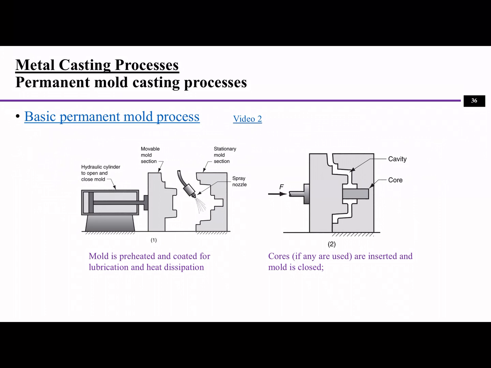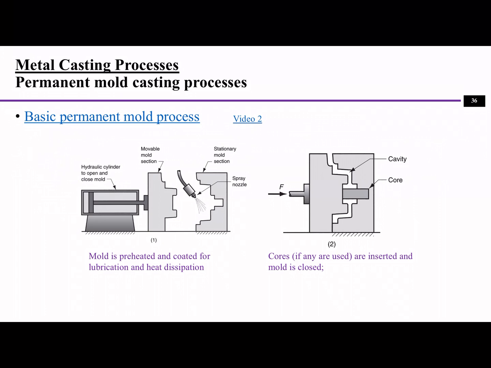As you can see, the left part is a hydraulic cylinder to open and close the mold, and in here, this is a part where it creates the cavity, and the mold has two parts. When the cylinder pushes, you can see it creates a cavity.